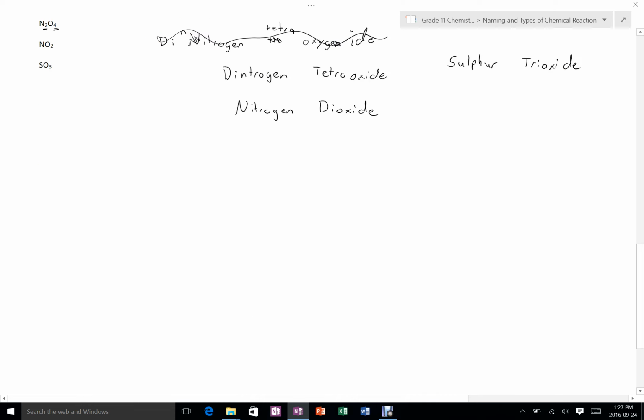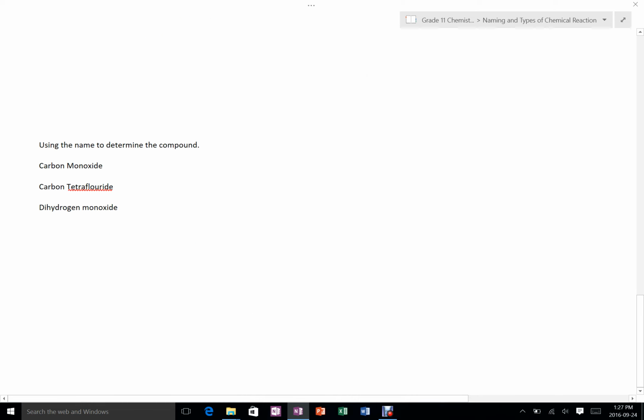Alternatively, if we want to take those names and change them into compounds, carbon with no prefix coming out front means carbon 1. Monoxide, so CO. Carbon tetrafluoride, so again C. Tetrafluoride, so that's 4 fluorines. And finally, dihydrogen monoxide. When we write this one out, we're going to see H2 from the di, monoxide meaning 1 oxygen.